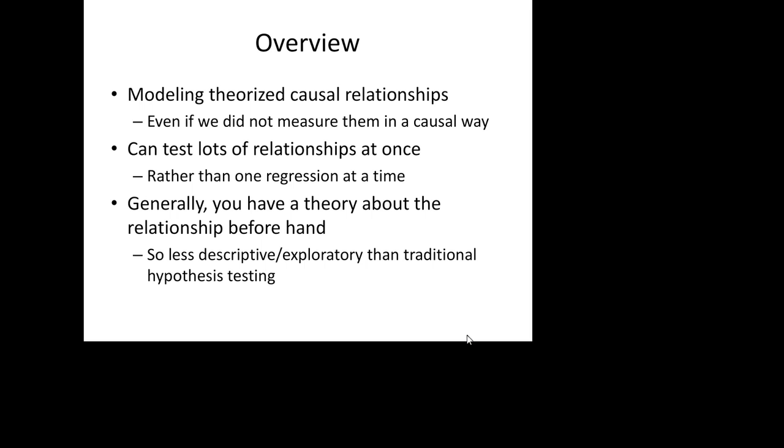The other cool thing is that it lets you test lots of relationships at once. So I can test 10 or 12 paths with multiple x's and y's, where in regular regression I can only test one y. So this allows me to have multiple DVs. And generally you have to have a theory when you're doing this, so it's a little less of a descriptive technique and more of a confirmatory technique.